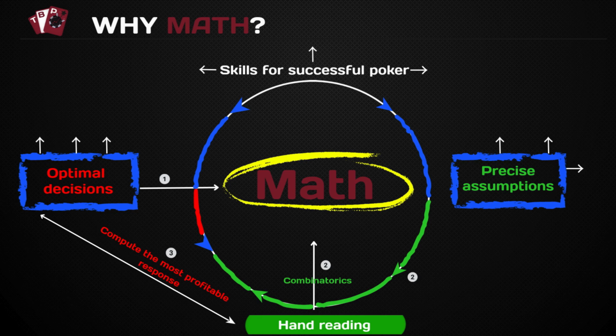which can be seen as another branch of mathematics. To sum it all up, this slide showed us why we need math and that there are three main areas where math is really helpful in poker. These areas were: number 1, how an optimal decision looks like; number 2, precise assumptions through hand reading; number 3, compute the most profitable response.